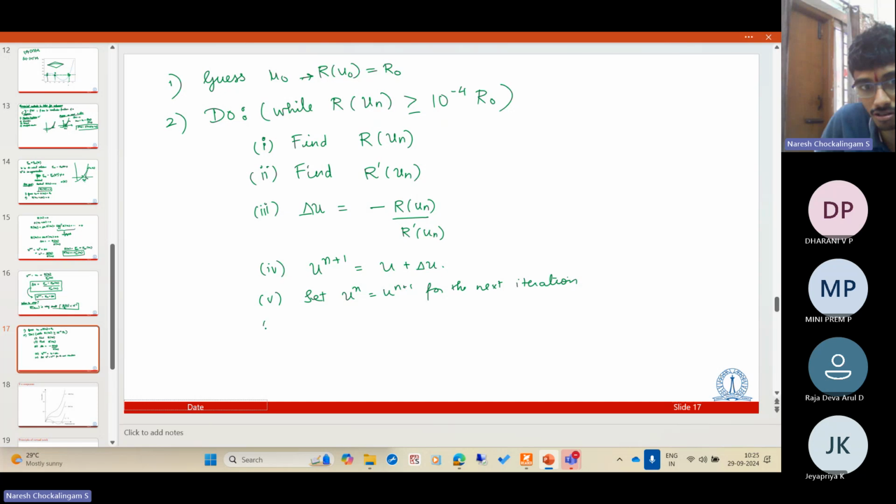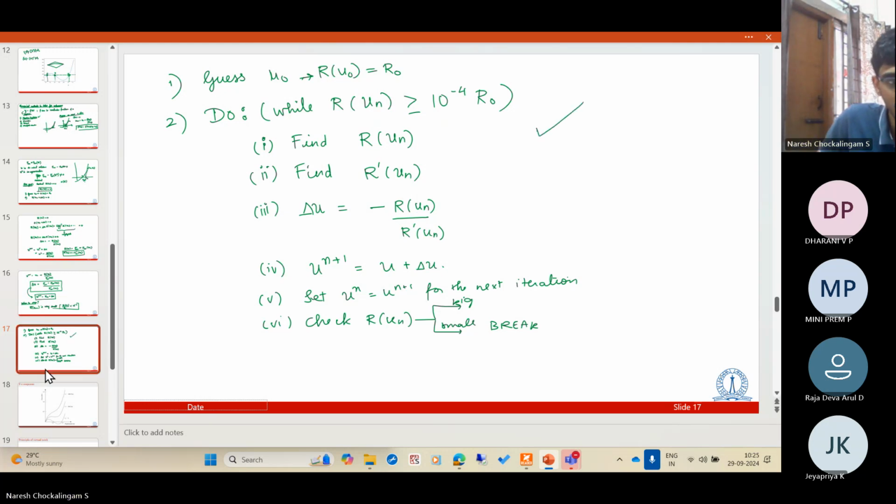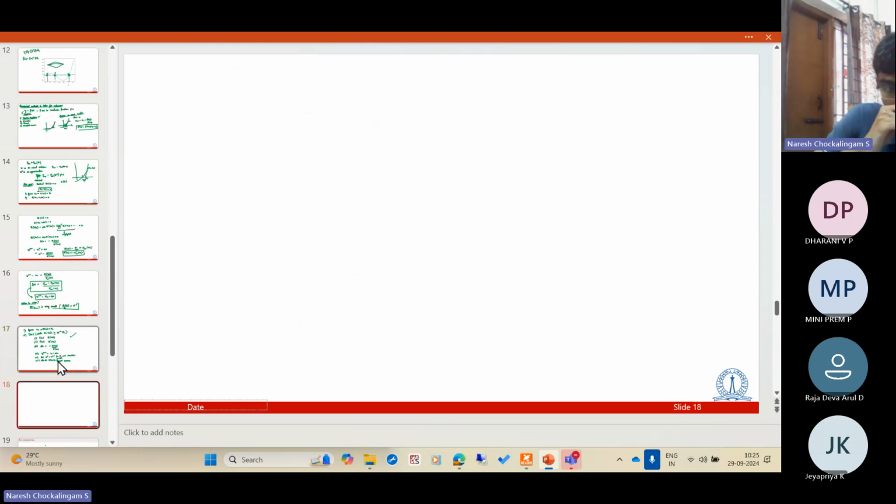So at every stage you should also check R of un. If it is small, then break the loop and come out. If it is big, then continue. Big means it is greater than this tolerance, small means smaller than that. So this is fine, but there is some issue.